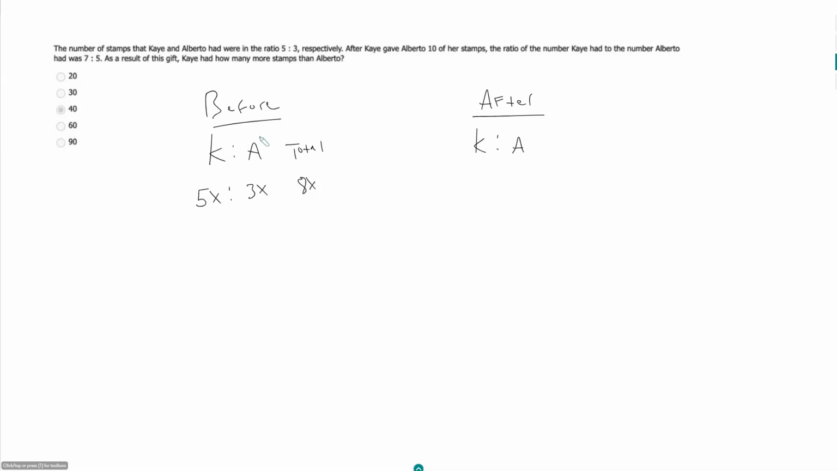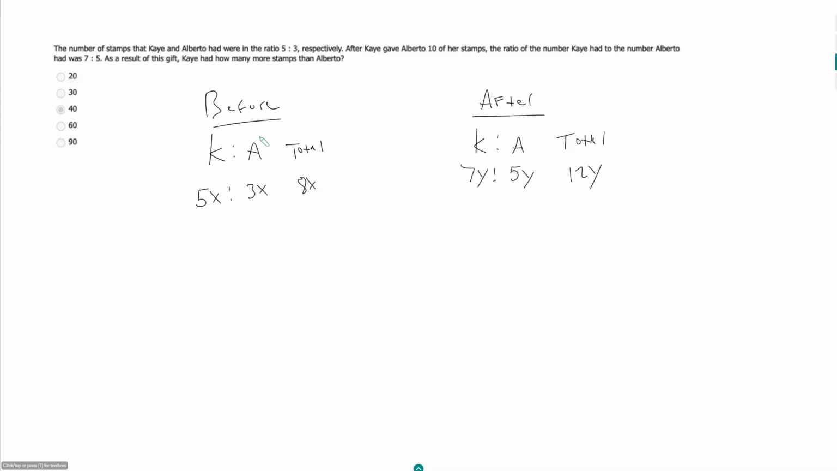And then after our exchange, we have a new ratio, they say, of 7 to 5. So because this is a new ratio, you won't want to give it the same multiplier as before, so we can call this 7y to 5y. And that means we have a total of 12y stamps. And so then what do we know?